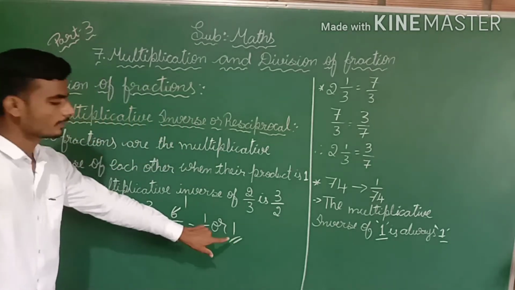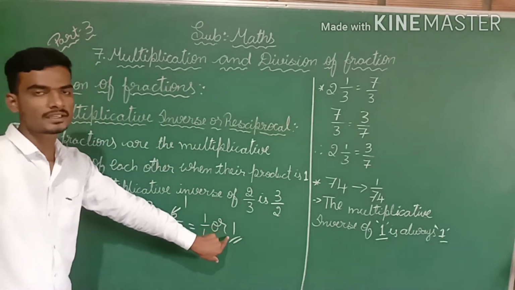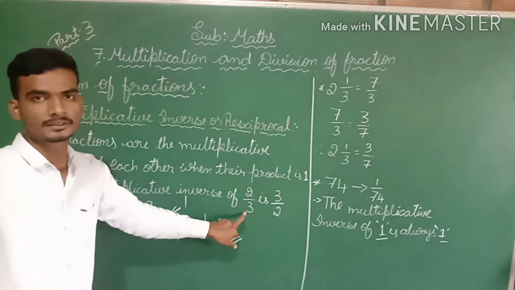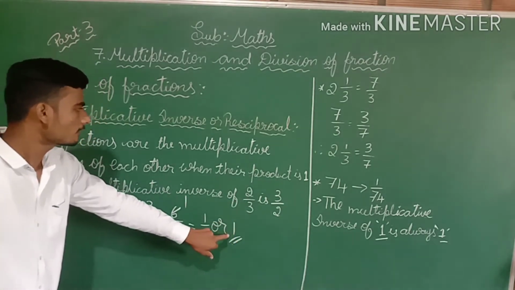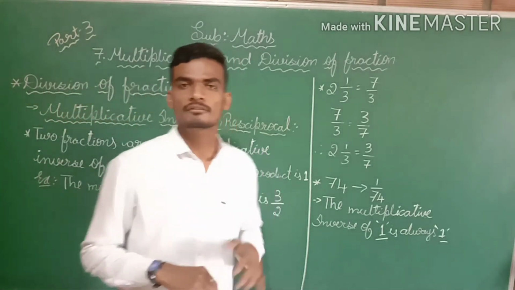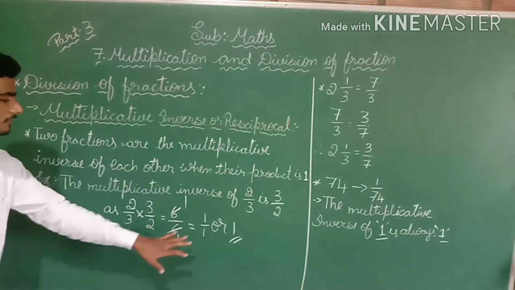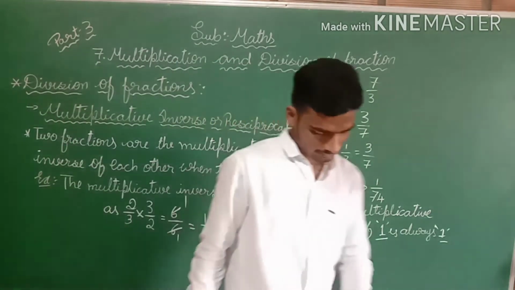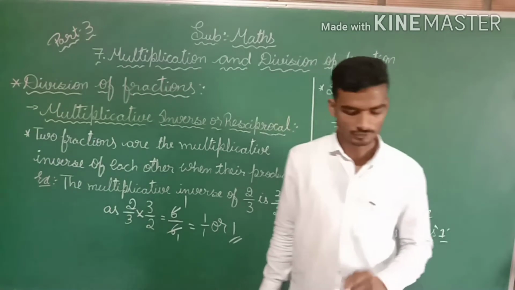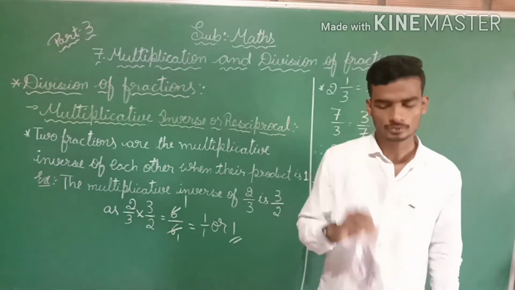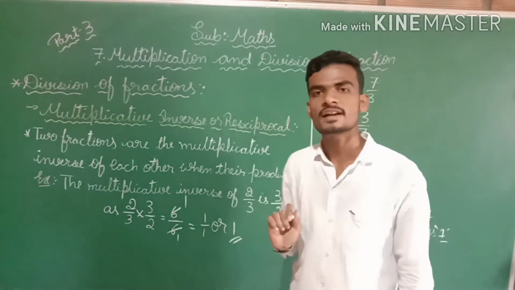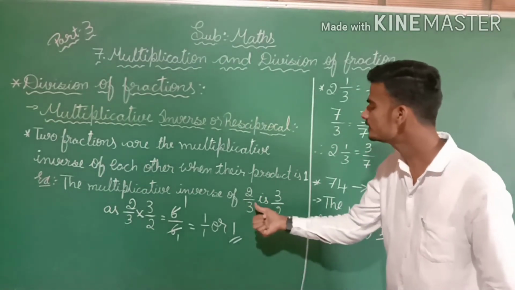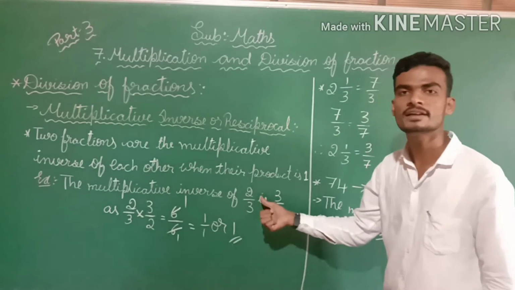Okay, see here the product we got for the multiplicative inverse of 2 by 3 is 1. For the multiplicative inverse of any fractional number, we'll get the product as 1 itself. Then to find the multiplicative inverse of a fraction, we have to interchange the numerator and denominator. See here what we have done, we changed the numerator and denominator.